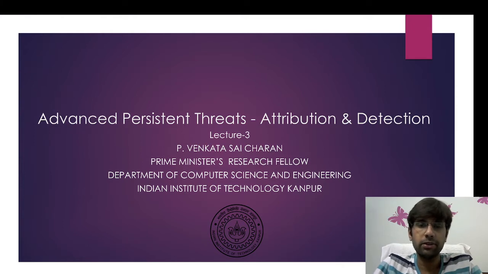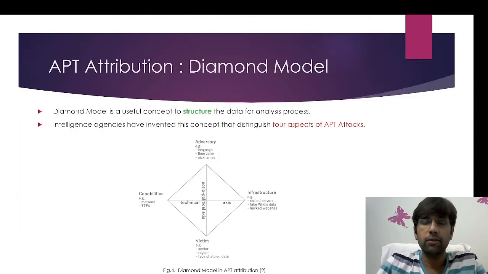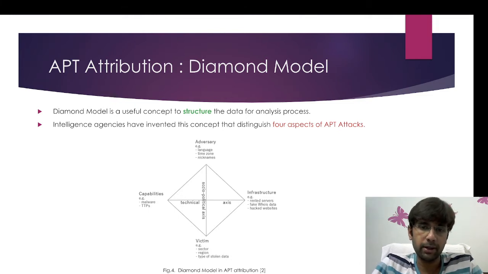So in today's lecture we will look into one of the popular attribution techniques called the diamond model. The diamond model was quite popular across many security firms and intelligence agencies for a long time to attribute APT actors. This diamond model mainly relies on four pillars. The first pillar is the adversary pillar, the second is the victim pillar, the third is the capability pillar, and the fourth is the infrastructure pillar.